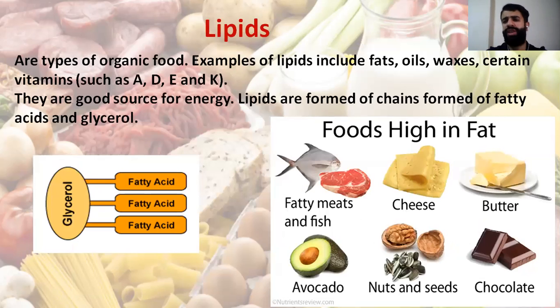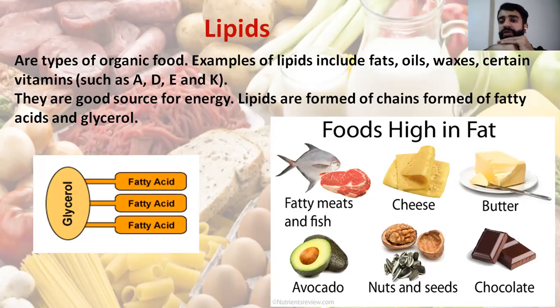Let's move now to the lipids. First of all, we finished the carbohydrates. We said we have three forms: simple, intermediate, and complex. The simple form is the monosaccharide, one sugar. The intermediate form is called the disaccharide, two sugars connected to each other, and we have polysaccharides, many sugars connected. So mono, di, and poly.